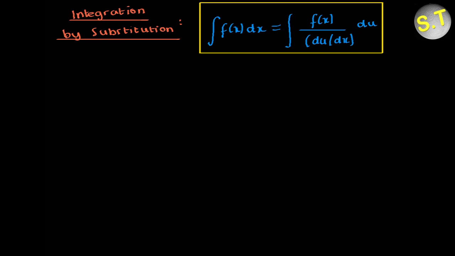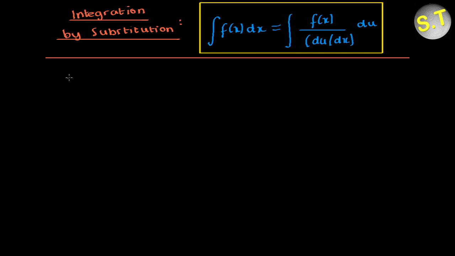For now, this formula won't seem entirely obvious as to what's going on. It's basically attempting to substitute a u value for an x value to simplify the equation. So let's take a look at one example.